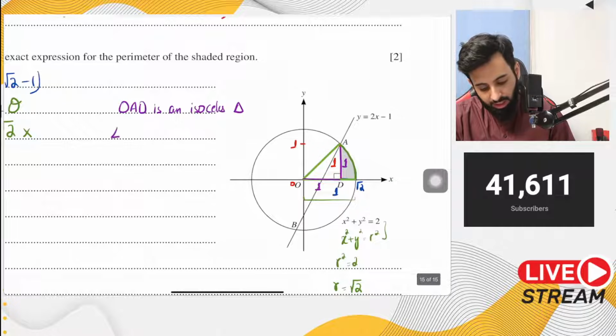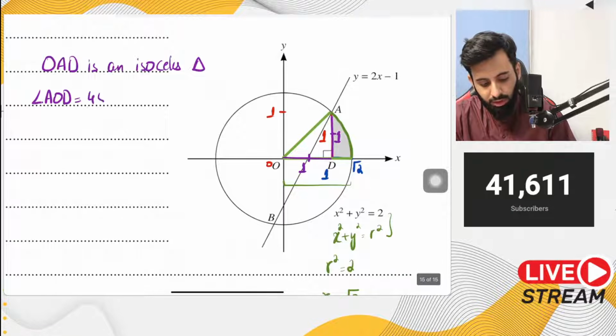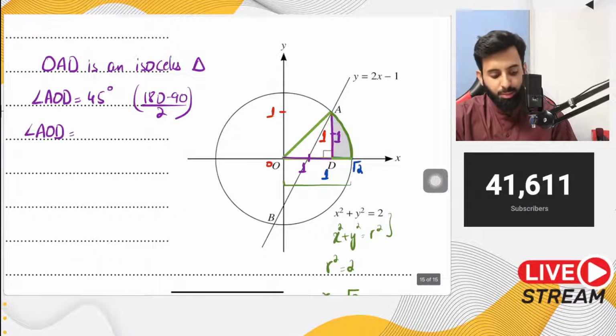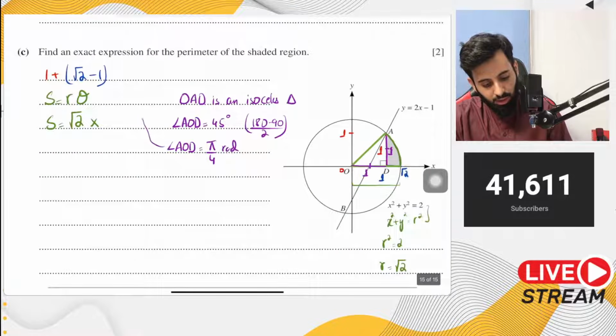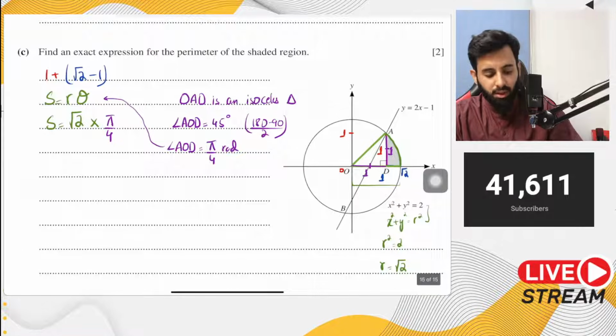Which means that angle AOD, if one angle is 90 and you know that it's an isosceles triangle, the other two angles are going to be 45 degrees. How? 180 minus 90 divided by 2. Except that we're not going to take it as 45, we're going to take it as pi upon 4, because we have to take it in radian mode. So now that we have the angle, we can find the arc length as well. So under root 2 into pi upon 4 becomes the arc length.